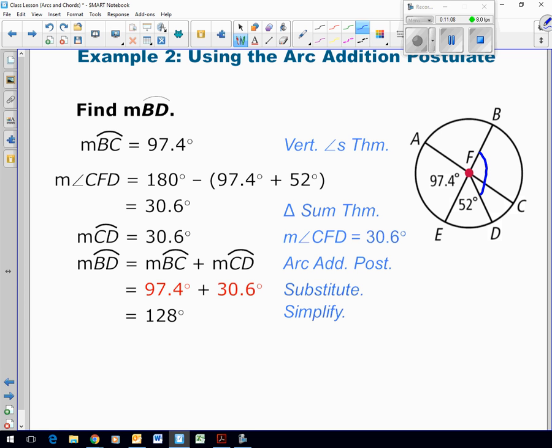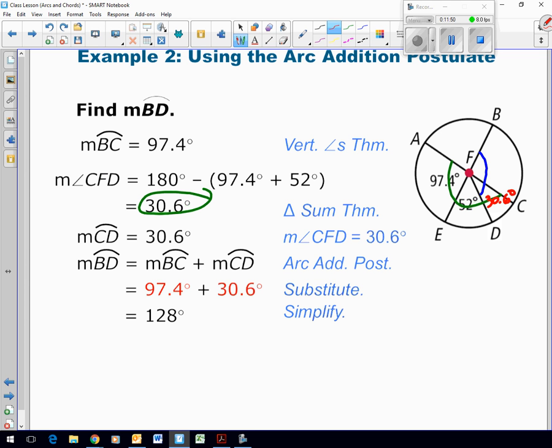Okay. Diameters have how many degrees on them? 180, because they are semicircles, right? They're semicircles, so they have 180 degrees. So, guess what game we're going to play? We're going to play the game where we take 180 and we subtract out the angle measurements we're given. 97.4 and 52. That leaves me with 30.6. Okay? So the measure of CFD is 30.6 degrees.